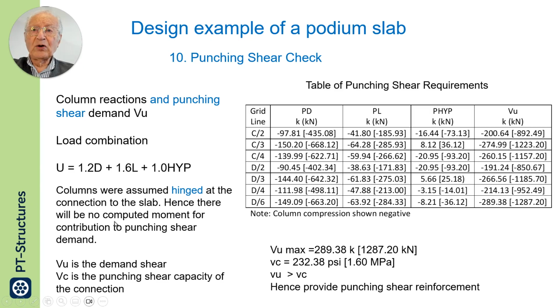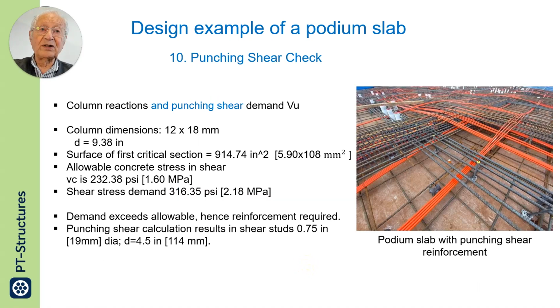Hence, there will be no computed moment for contribution of punching shear. The maximum value calculated is this much. Concrete provides so much, so the demand is more than what the concrete on its own can take, so we have to provide punching shear reinforcement. We are not worried because we know from the initial check that we did, we are not exceeding the maximum allowable, so we can conclude with a safe design.